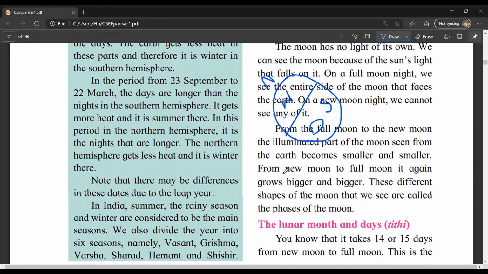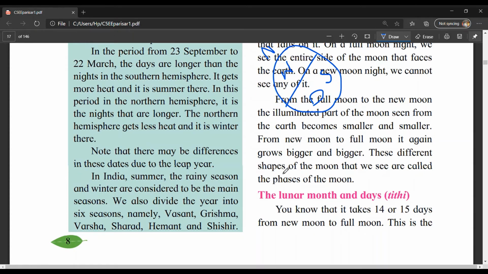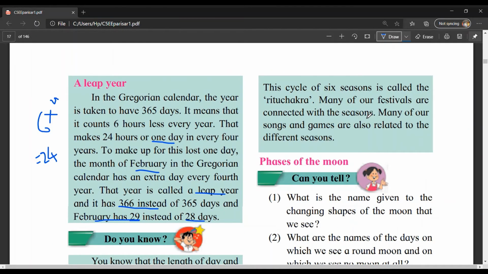I told you about leap year. What is leap year? So if there's a leap year, there comes a difference of 1 or 2 days. In India, summer, the rainy, and winter are considered to be the main seasons, and we also divide the year into 6 seasons. These are the names: Vasant, Grishma, Varsha, Sharad, Hemant, and Shishir. So, children, the cycle of 6 seasons is called the Ritu Chakra. The cycle of these seasons which I told you just now is called the Ritu Chakra.